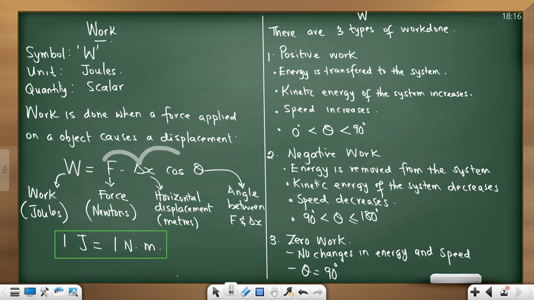So we have three types of work: positive work, negative work, and zero work. Positive work will add energy to the system. Negative work will remove energy from the system. Zero work does nothing to the system.